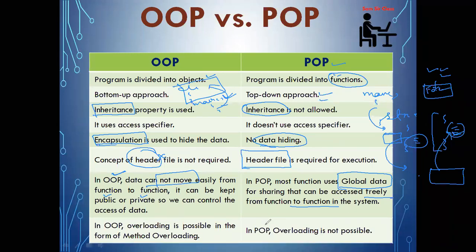In procedure-oriented programming, the overloading concept is not possible. This is otherwise known as polymorphism. So this overloading is a kind of polymorphism. This polymorphism concept is available in object-oriented programming language, so the overloading concept is also possible in object-oriented programming language only. Okay.